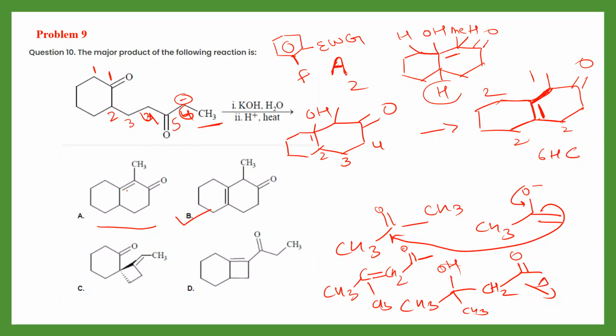But among these two olefins, this is more stable. Why? Two hyperconjugation. But can anyone tell me which of these two structures, A and B, is more stable?